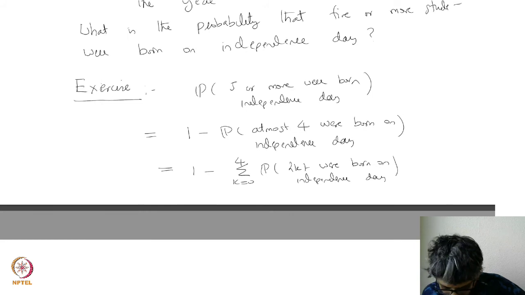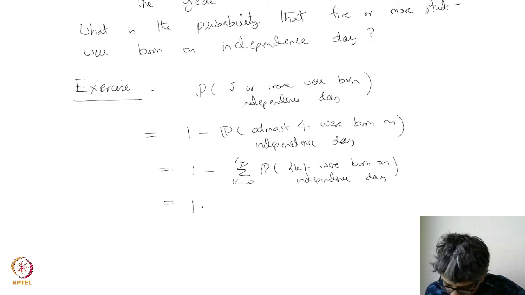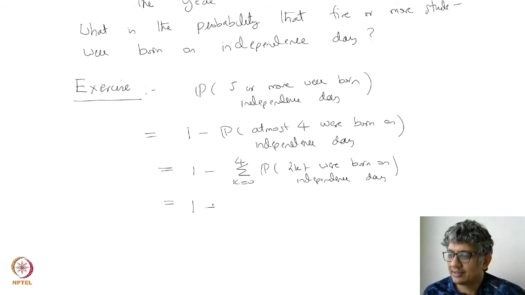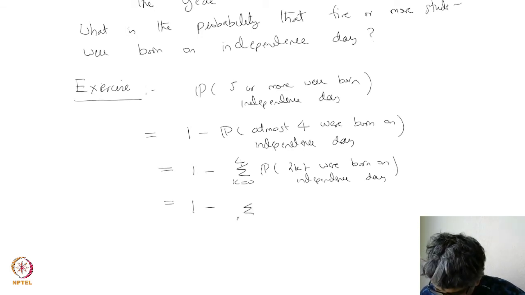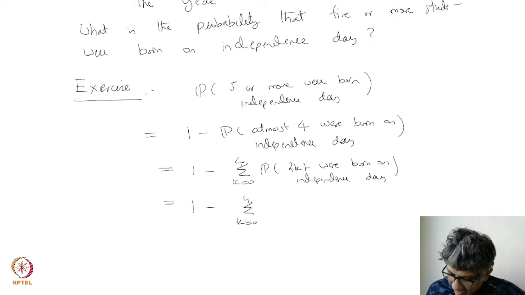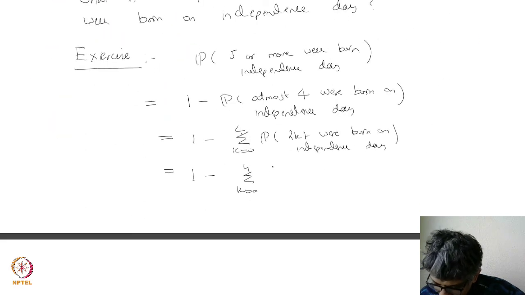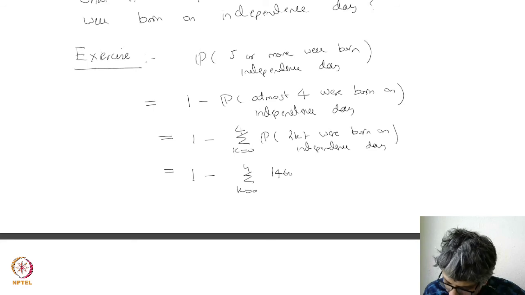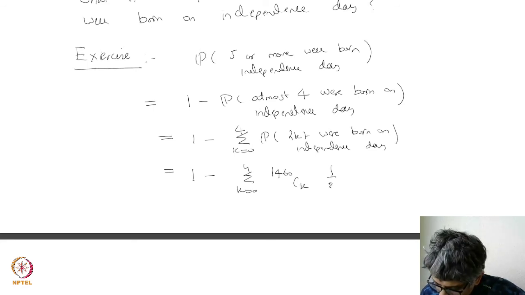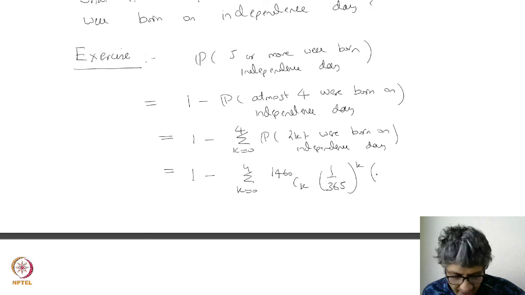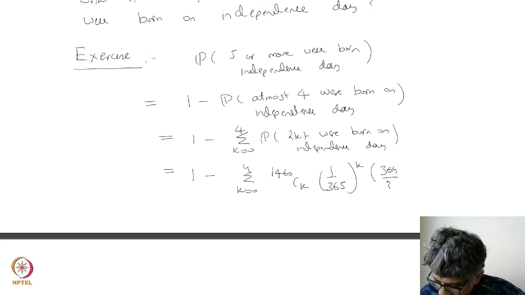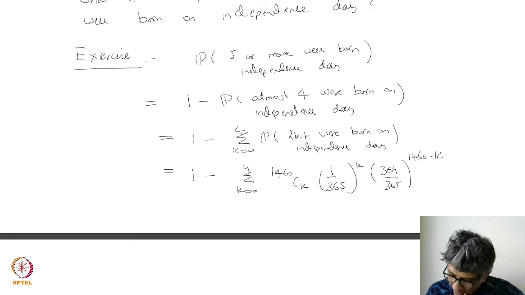Now, the key idea is that this is the same as 1 minus the following. Every student has a Bernoulli trial, and the chance of success is 1/365. So this is the same as the sum from k equal to 0 to 4 of the chance of k successes in 1460 trials, that's 1460 choose k, (1/365) to the power of k, and (364/365) to the power of 1460 minus k. And that will be the answer.